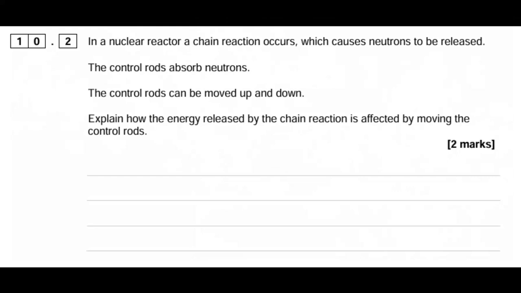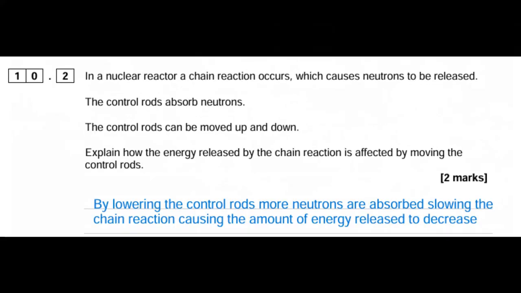Next up, question 10.2. In the nuclear reactor, a chain reaction occurs which causes neutrons to be released. The control rods absorb neutrons. The control rods can be moved up and down. Explain how the energy released by the chain reaction is affected by moving the control rods. And the answer for this question is that by lowering the control rods, more neutrons are absorbed, slowing the chain reaction, causing the amount of energy released to decrease.